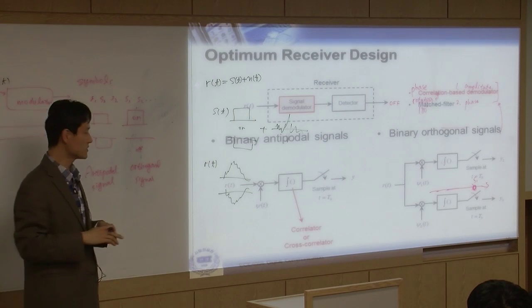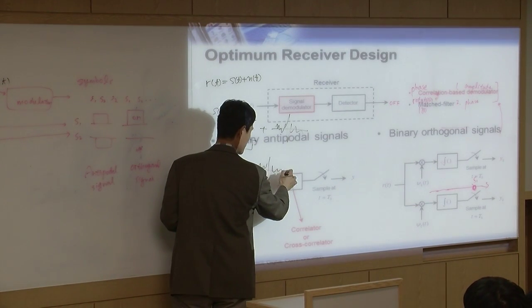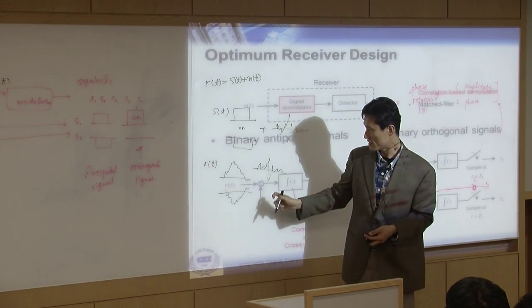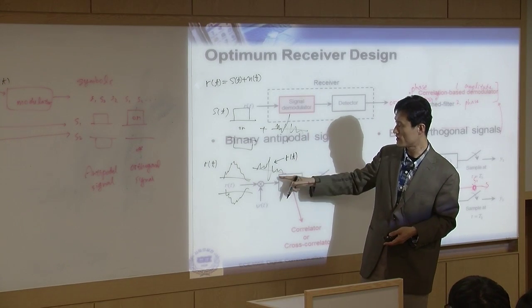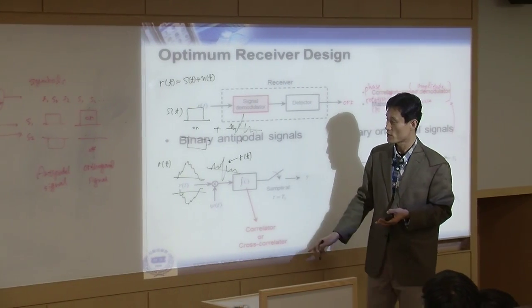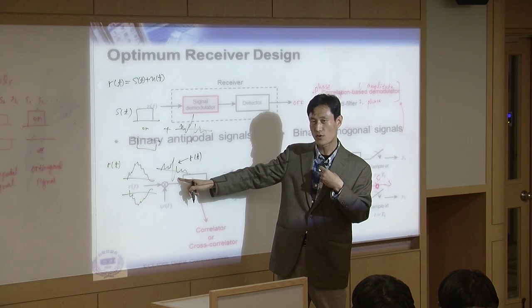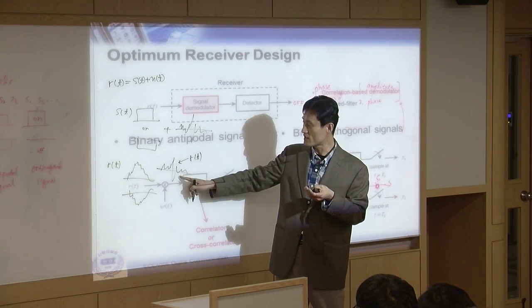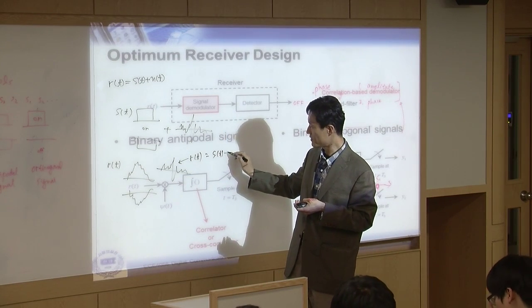Now the question is, let's say you receive this kind of signal as RT. You receive this. Let's say that is our RT. There is so much noise. Now, what is our goal? We want to decide, given RT, which means ST plus NT, right?